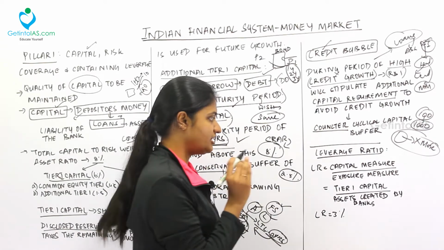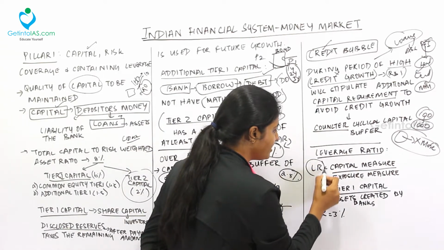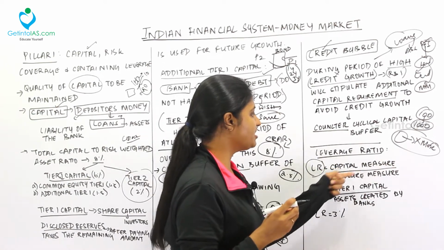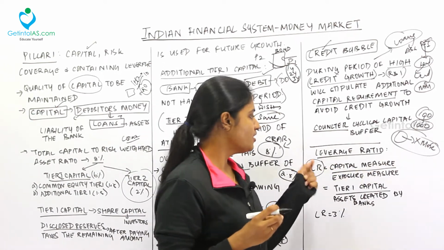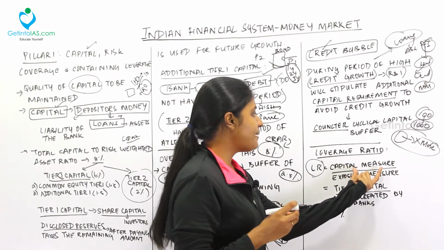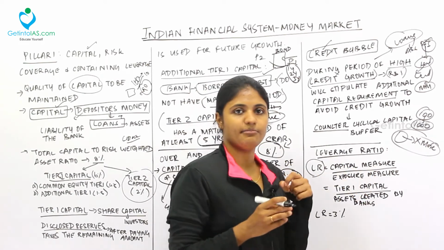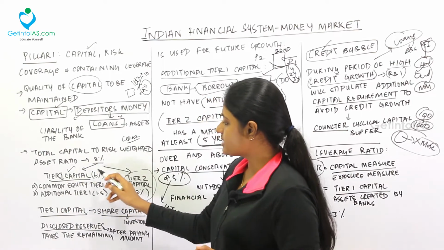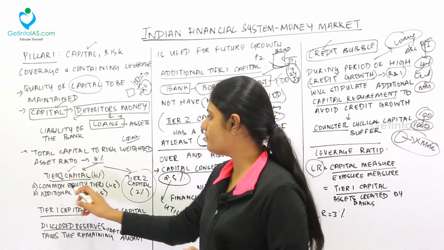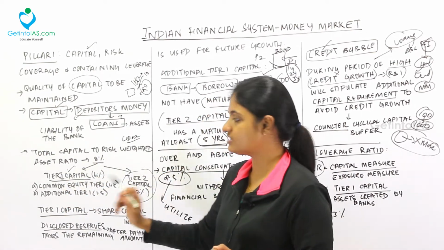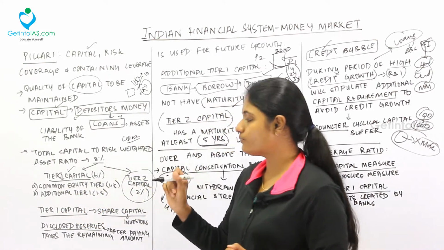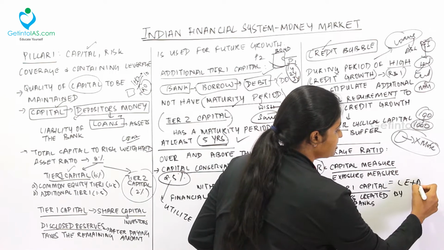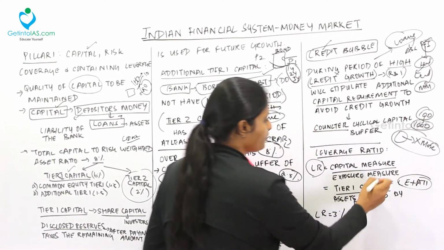Now moving to the leverage ratio. What is called the leverage ratio? The leverage ratio has a formula: capital measure divided by exposure measure. What is capital measure? Capital measure is the tier 1 capital. What is tier 1 capital? We already dealt with that. Tier 1 capital is 6%. One is the common equity tier 1 of 4.5%. Additional tier 1 of 1.5%. So you can write it here: common equity plus additional tier 1. So that is the tier 1 capital.